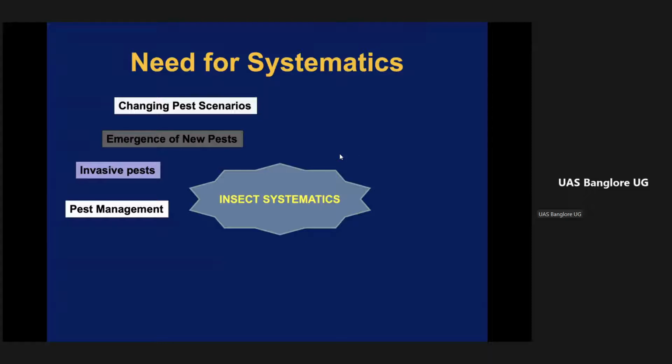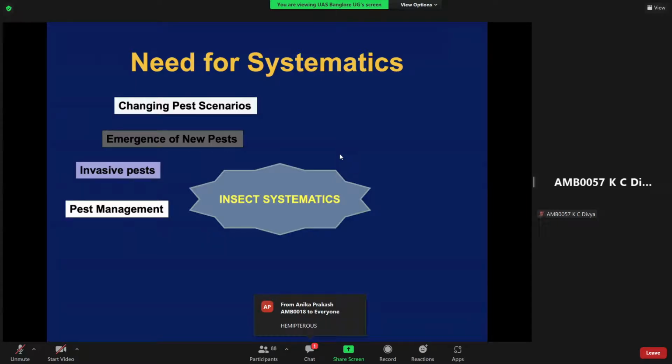Pest management: if you are managing a pest, you should know which pest it is. Without knowing what insect it is, you cannot do any control measures. For example, beetles have mandibulate mouthparts, right? What about bugs? What is the type of mouthparts in the case of bugs? Piercing and sucking type. Very clear.